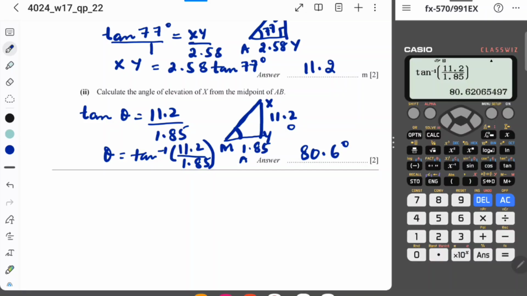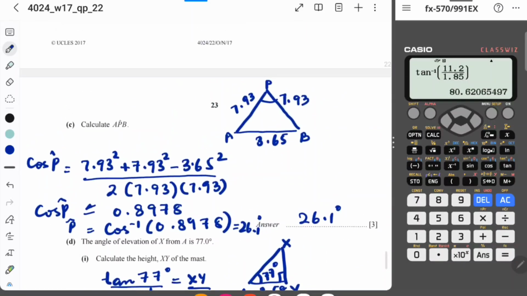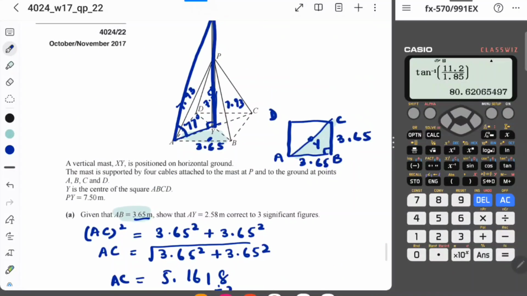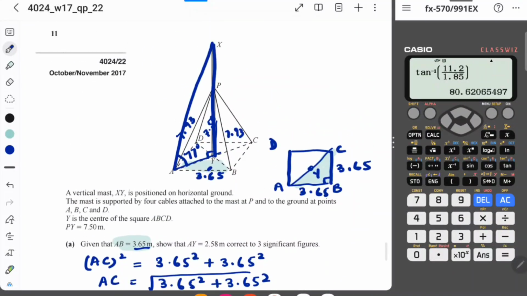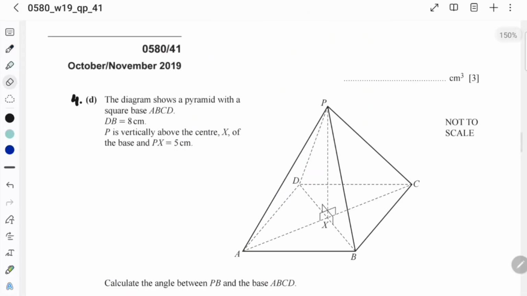So I hope you understood. This was a lengthy question in which angle of elevation, cosine rule and other things like 3D trigonometry were involved, and we found the answer. And this was the last part of this. Let's go to the next question.